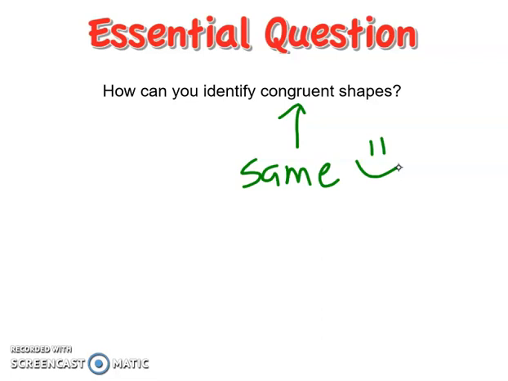You can think of identical twins, right? They have the same DNA, they have the same mindset, whatever. They look the same, but they have different names, right? One could be Mike and John, or Susan and Sally. They look the same, but they have different names to it. That's congruency in a nutshell.